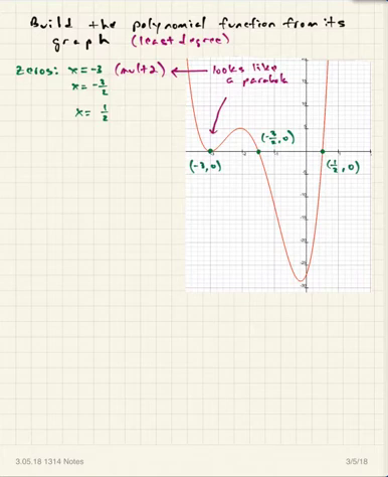Now the other 2 zeros look like lines. The graph looks like lines as you go through the x-intercept. Because they kind of look like lines, those are linear factors. Those are not zeros of multiplicity at all. Okay, so we've got to start our polynomial now from these zeros.